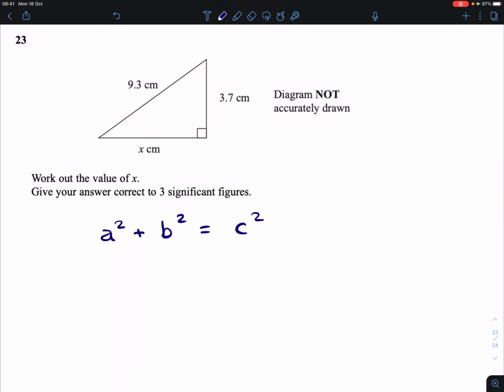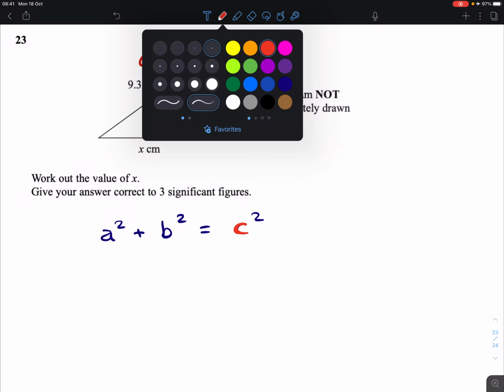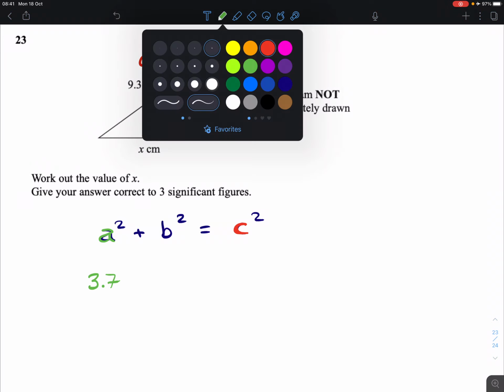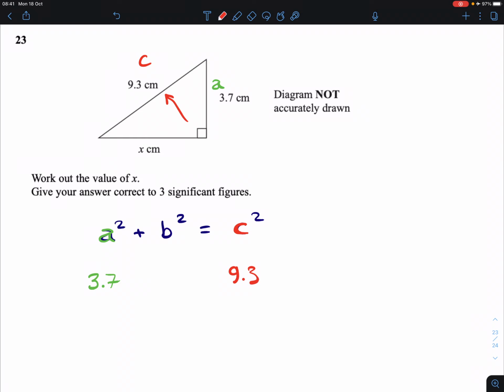C is the hypotenuse, which is the longest side. So the first thing we want to do is identify that. There is our longest side here. A and B can be whichever sides you want. I always like to say that A is the smallest to help us with the fact that C is the longest. They kind of go hand in hand, and then B is the middle one, which in this case is X. So subbing in the values now, A, our shortest side, is 3.7, C, our longest side, is 9.3, and B is X. So we end up with the following.